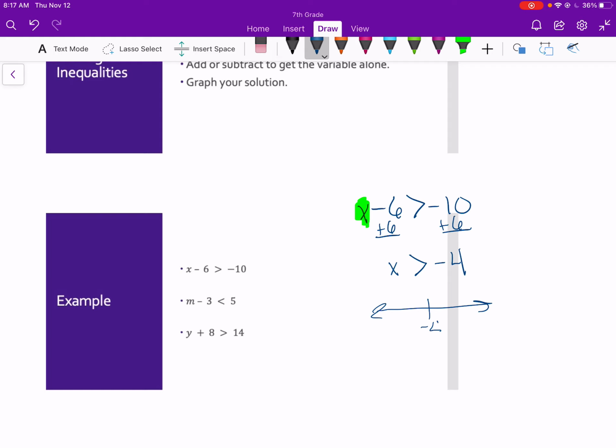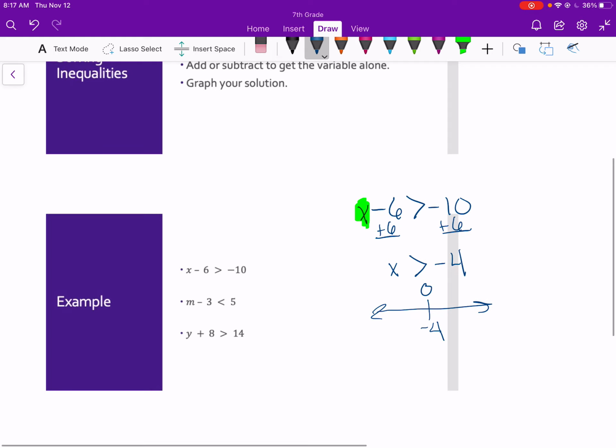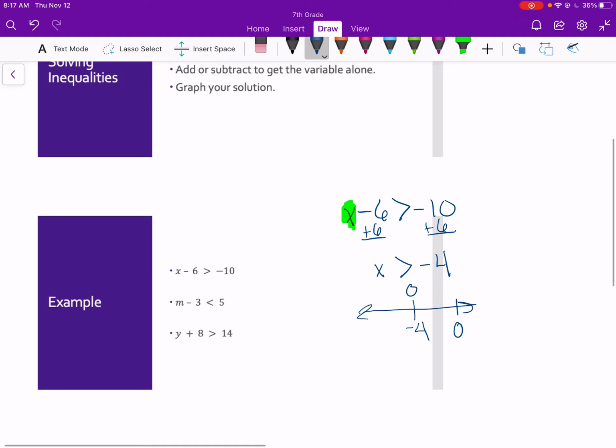So here's negative 4. It's an open circle because we don't have the equal to. I pick my favorite number 0, and I say, is 0 greater than negative 4? Well, yes it is, so I'm going to point toward the 0.